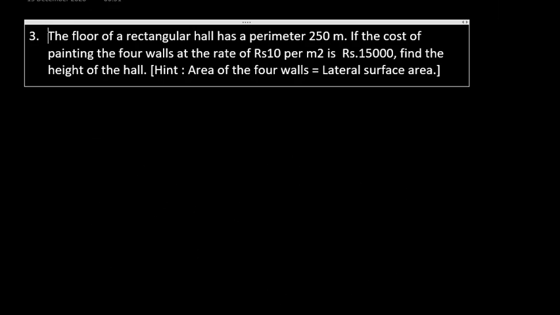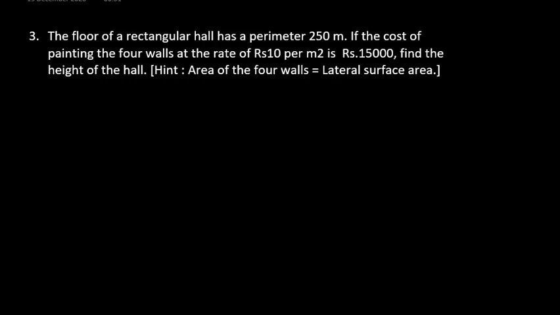Okay. Now see the third question. The floor of rectangular hall has a perimeter 250 meters. If the cost of painting of the four wall at a rate of rupees 10 per meter square is rupees 15,000, find the height of the hall. Area of the four wall is lateral surface area. This is the hint they have given.